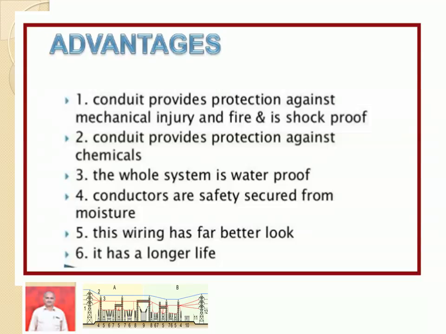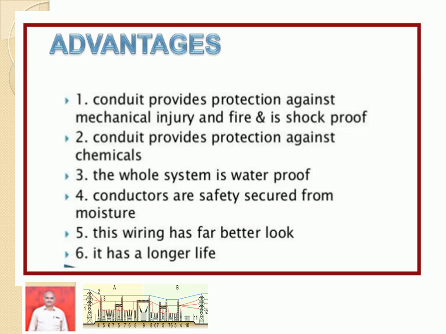What are the advantages? Here, a few advantages are listed. Actually, so many advantages are available. Conduit wiring provides better protection against mechanical injury, fire, and shock. Because all the wiring is inside the walls, there is no question of these problems. The conduit system also provides protection against chemical effects. There is no possibility of any chemical effect, such as corrosion. The whole system is waterproof. Conductors are safely secured from moisture.